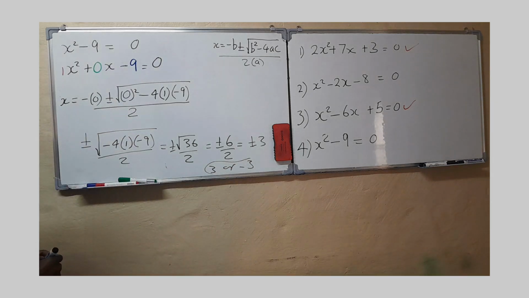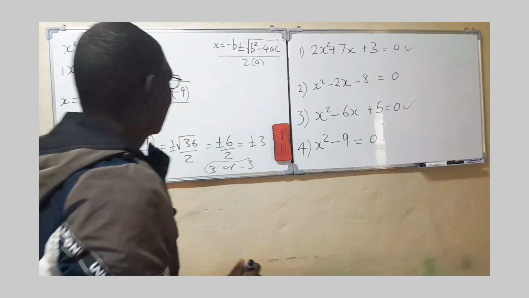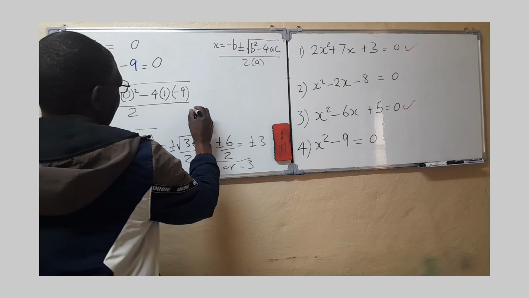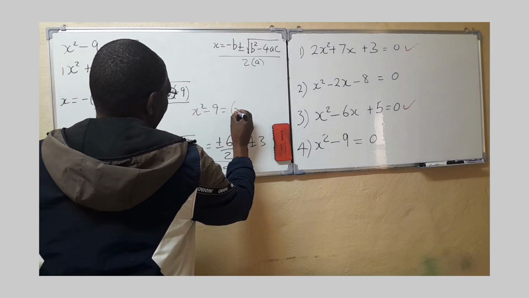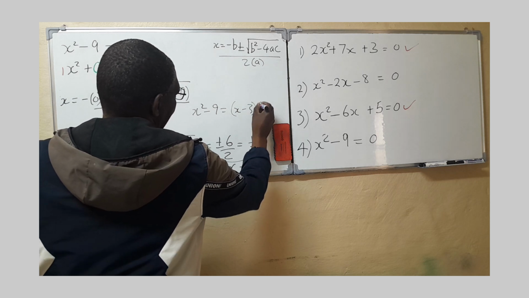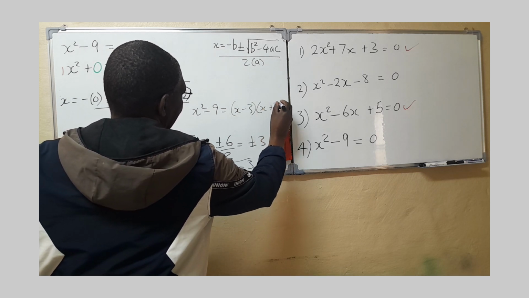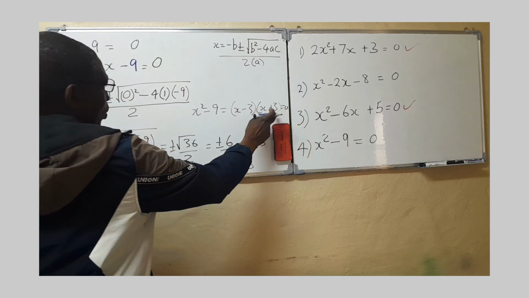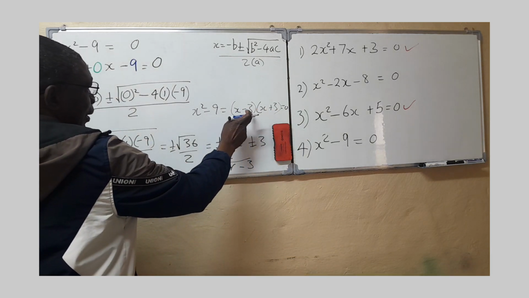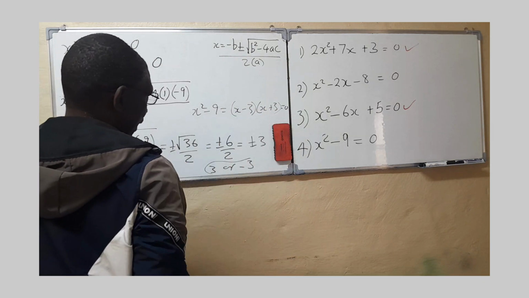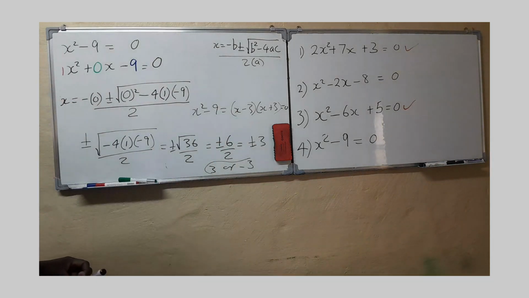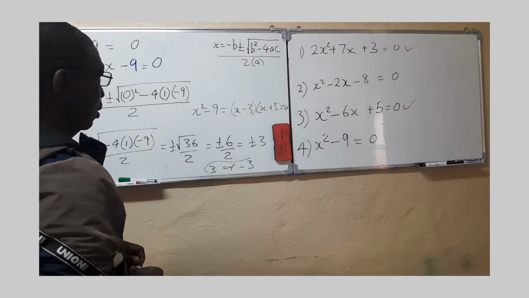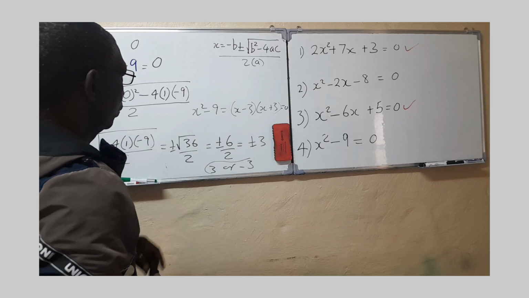If one had factorized this, we know that x squared minus 9 is equal to bracket x minus 3 bracket x plus 3 is equal to 0. And once you get here, you know your x is either 3 or minus 3. In our next video, we're going to be dealing with the method of factorization. But as far as the quadratic formula is concerned, this is how you utilize it.